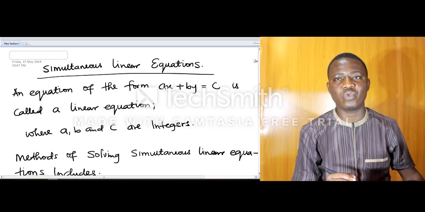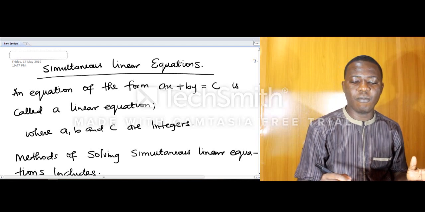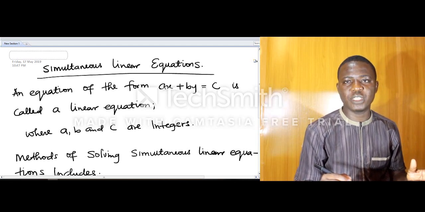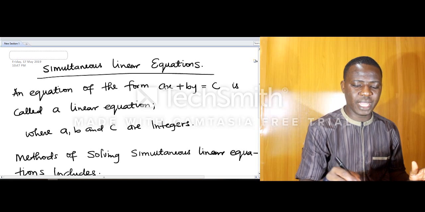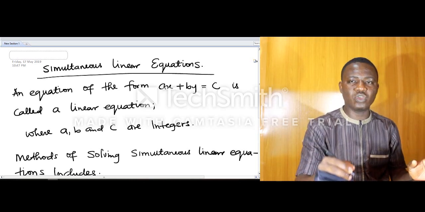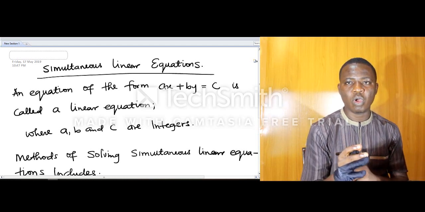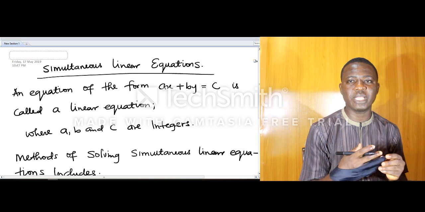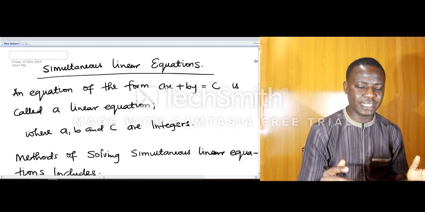So let's look at simultaneous linear equations. We said an equation of the form ax plus by is equal to c is called a linear equation, where a, b and c are integers. When there are two, we refer to them as simultaneous equations. Now, why are they related to the linear equations?